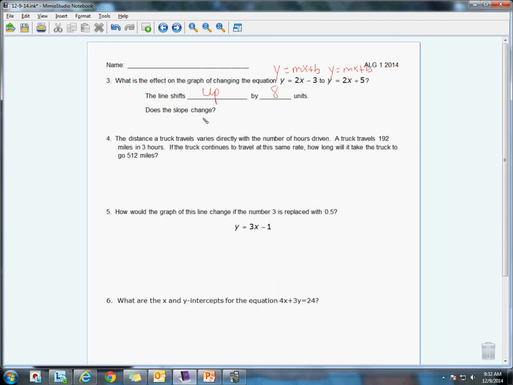Then the next question says, does the slope change? It does not. If you look, your slope for both of these is 2. So we'll put here that no. We'll put m is equal to 2.